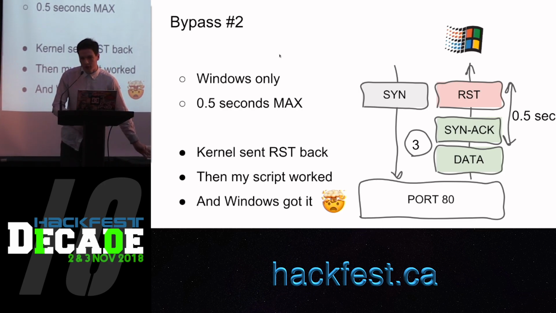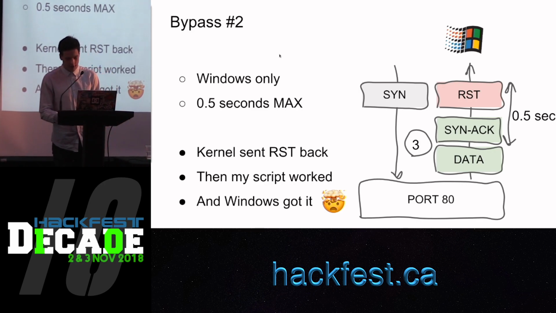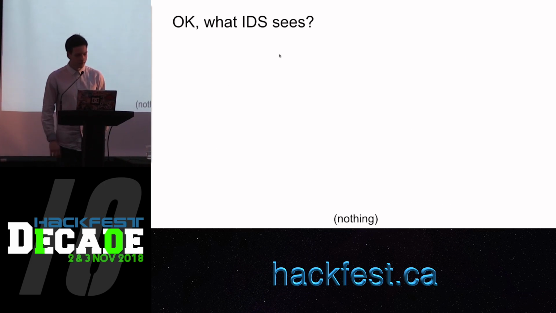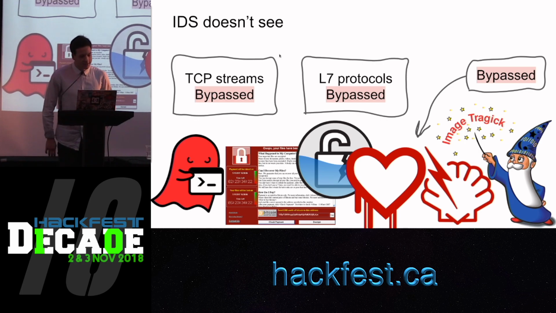How do you think, what does the IDS say? What does the IDS see? Nothing. Due to this TCP reset packet, the IDS could not reassemble this smooth data stream. And therefore, protocol parsers could not do their job because there is no stream, only separate packets.